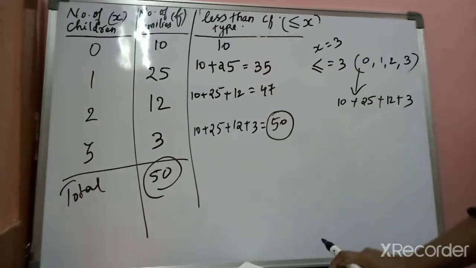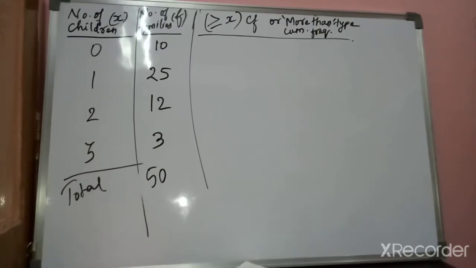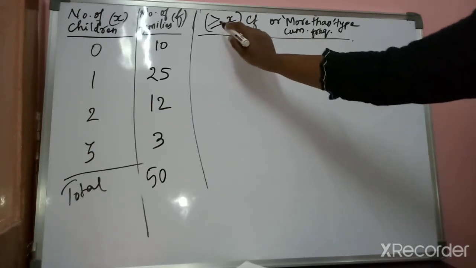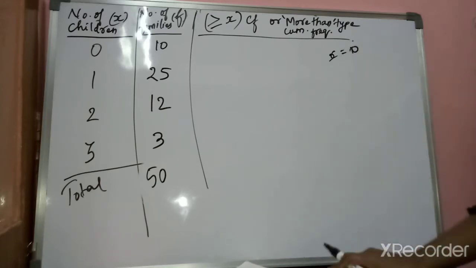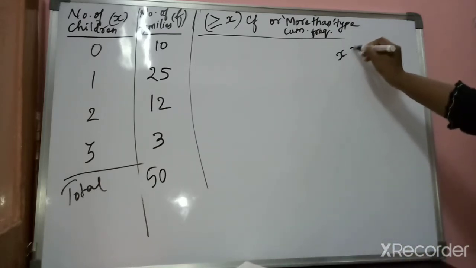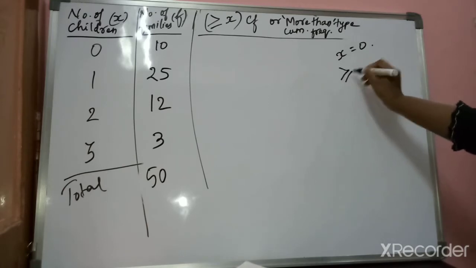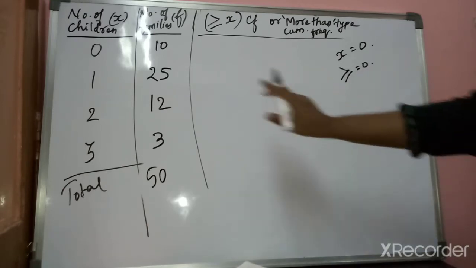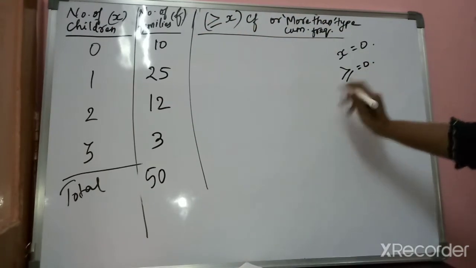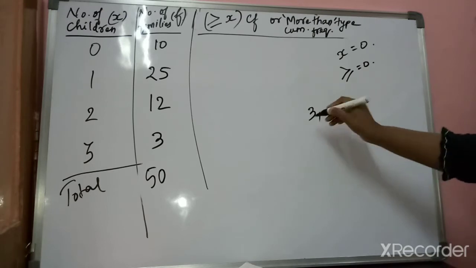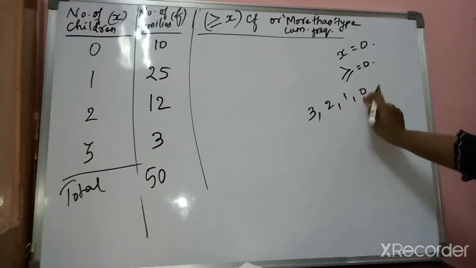Now the next one is more than type cumulative frequency. So now let's do that. Now more than type frequency. So you have to write it like this: more than or equal to x. So let us take your first x equal to 0. So more than or equal to 0 would be 3, 2, 1 and equal to 0, so you would be taking 0 also. So more than or equal to 0 means 3, 2, 1 and 0.